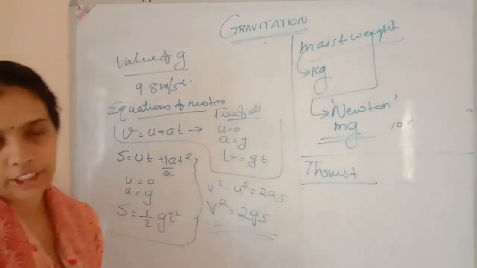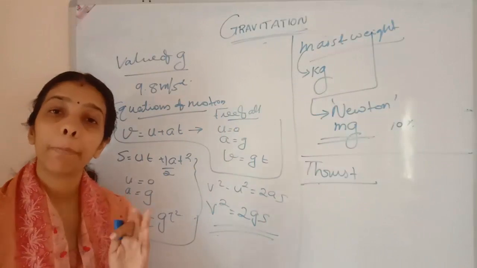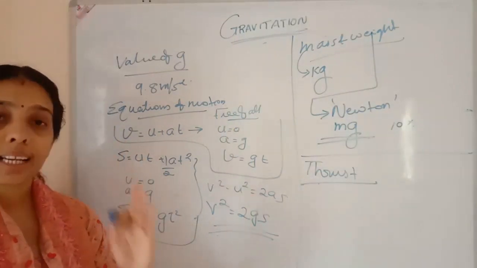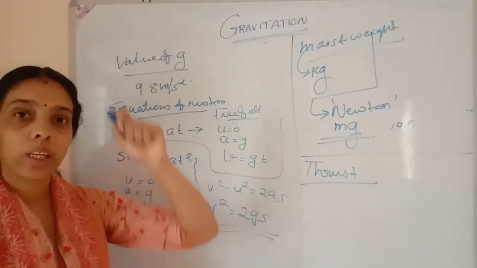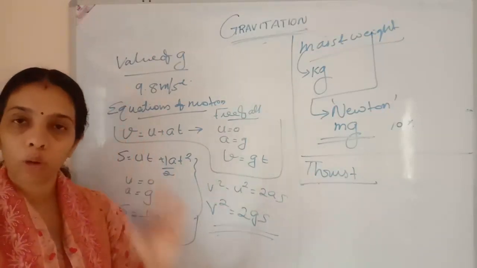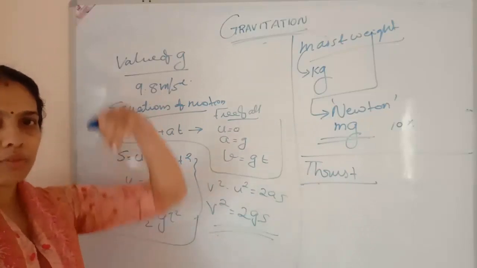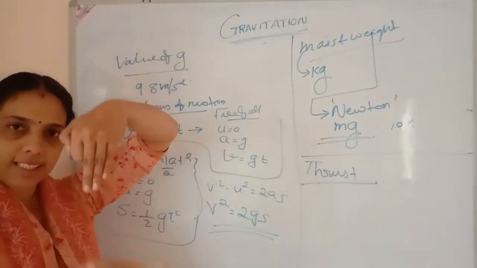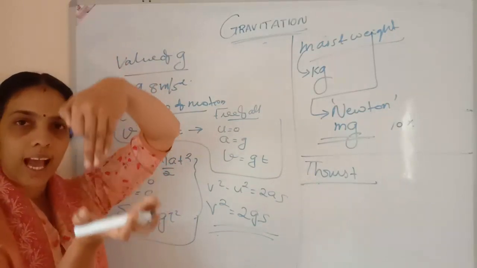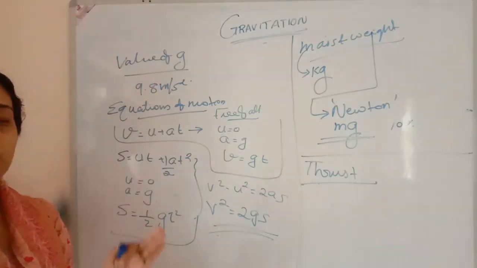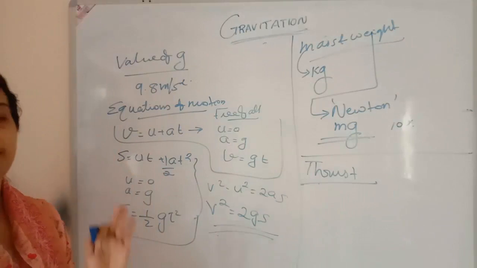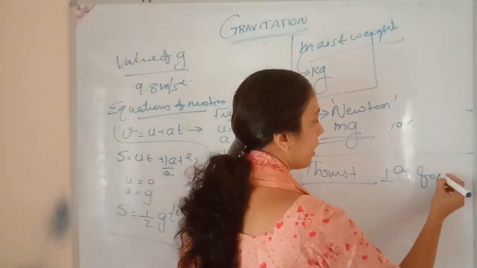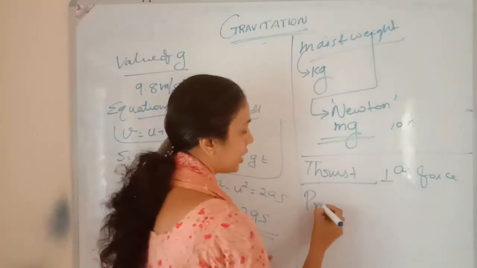Thrust and pressure. Thrust is the perpendicular force acting on an object. The force which is acting perpendicular to the particular surface is called a thrust. Perpendicular means 90 degrees. Okay, then what is pressure?